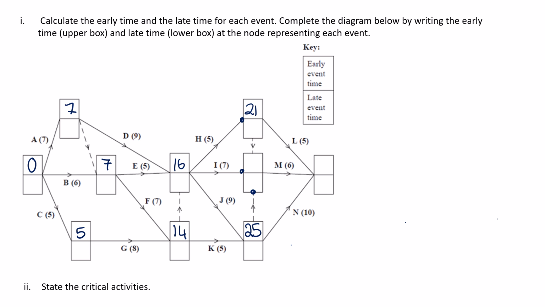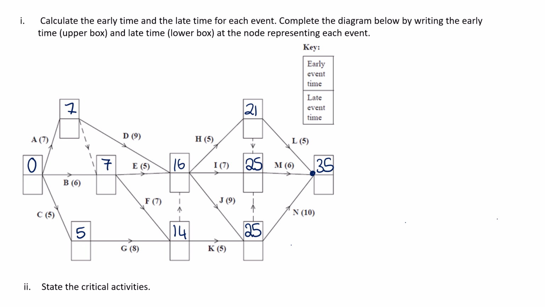And now we're working with this node here. So we have a dummy, so that's 25, or I, which is 16, plus 7, which gives us our 23. So that's going to be our 25. And then last, our sink node, which is going to have either L, which is 26, or M, which is 31, or N, which is 35. So the biggest of that is 35.